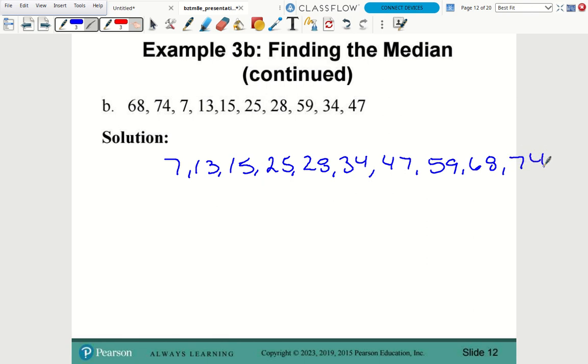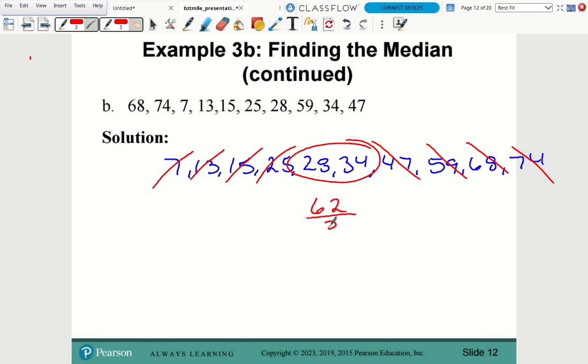So, again, mark them off, one from each side. So, add those two together. 28 and 34 is going to be 62. Divided by 2 is going to give me 31. So, the median there is 31.